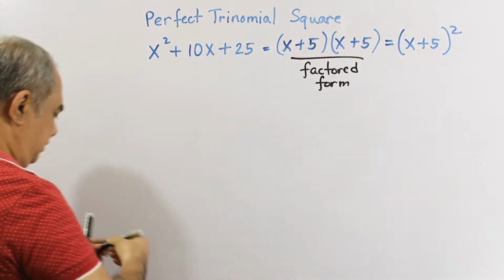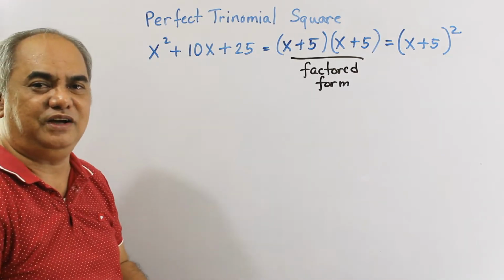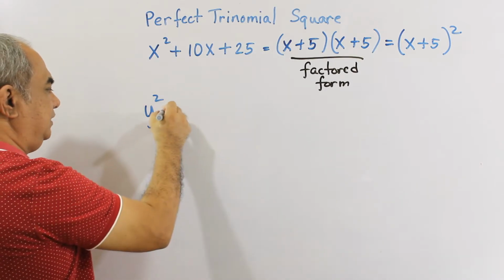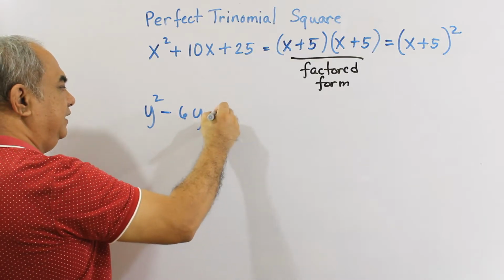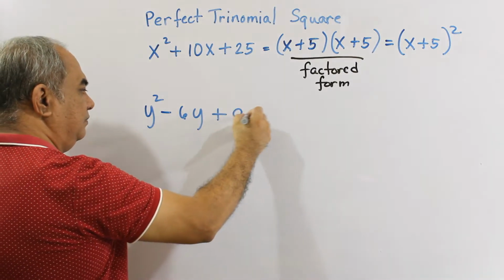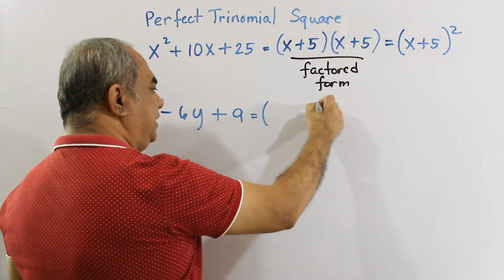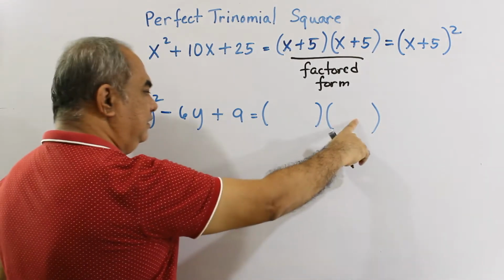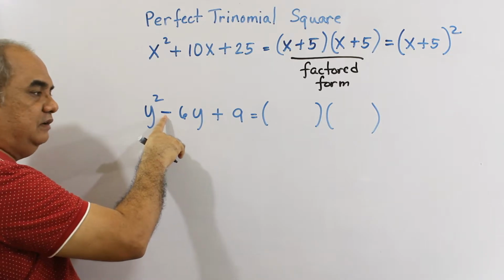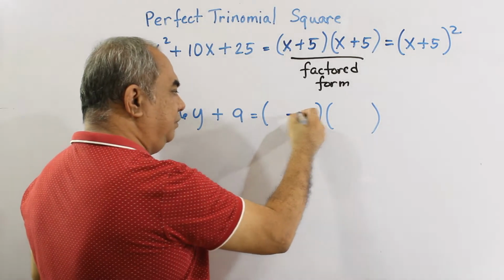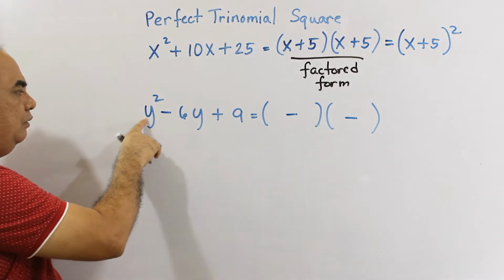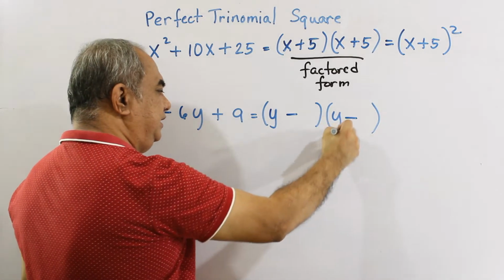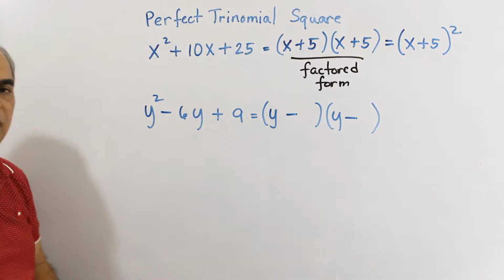Alright, let's have another example. This time let's use the variable y. Y squared, this time let's make the sign in the middle term negative, minus 6y, and then plus, say 9. So again, we put two parentheses here. Now since this is positive, we put the sign here both negative because we just copy the sign of the middle term. Since we have y squared, the square root of y squared is nothing but y here and another y here. So when you multiply this, it becomes y squared.